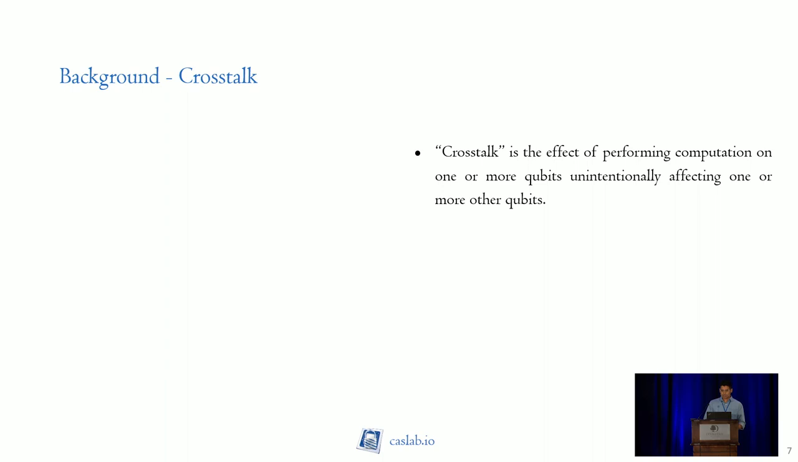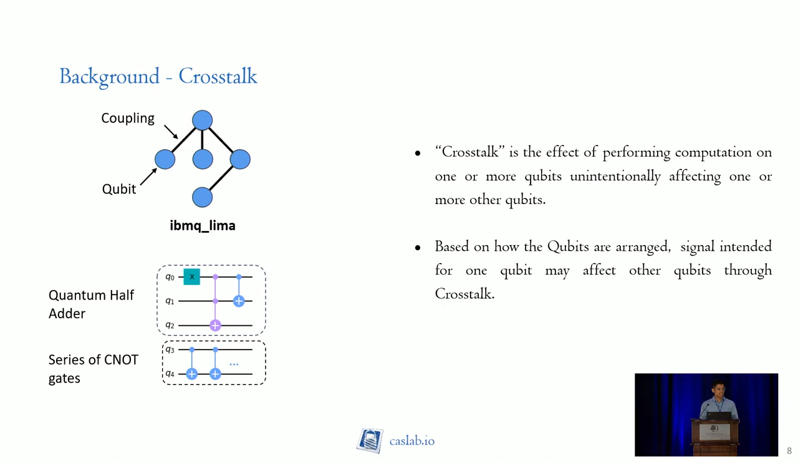So a quick background on crosstalk. Crosstalk is the effect of performing a computation on one or more qubits, which intentionally or unintentionally affects one or more other qubits. So based on how the qubits are arranged, a signal intended for one qubit may affect other qubits through crosstalk. Let's look at it with the help of an example.